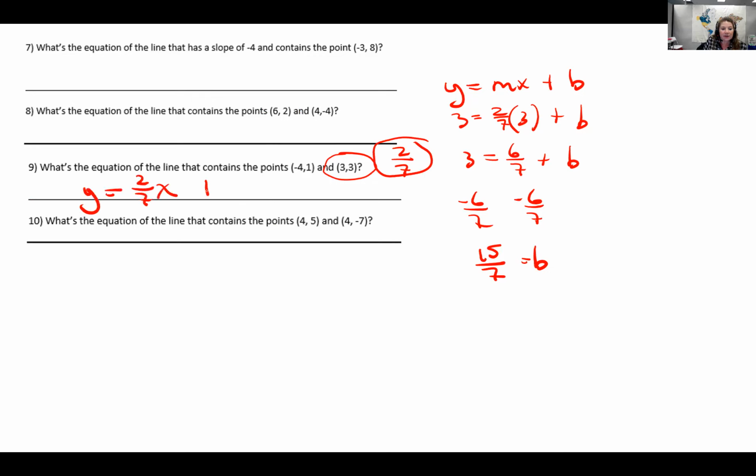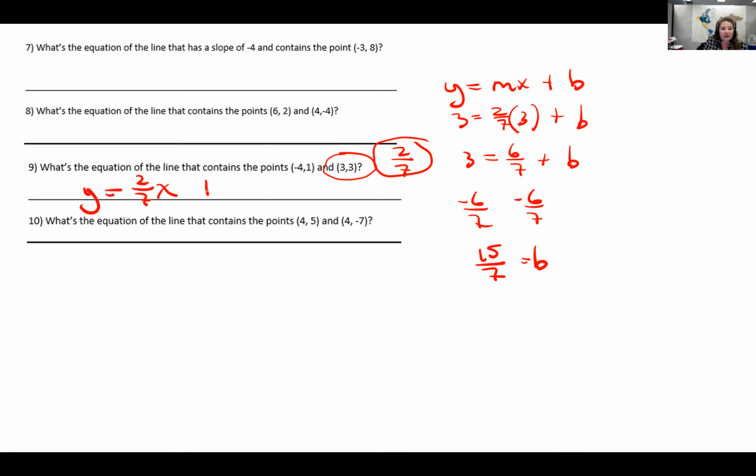All right, and then number 10, -7 minus 5. -7 minus 5 is -12, and 4 minus 4 is 0. So am I allowed to divide by 0? In my calculator, if I type in 12 divided by 0, I get an error. So that means I have an undefined slope. So what do I think of if I have an undefined slope?